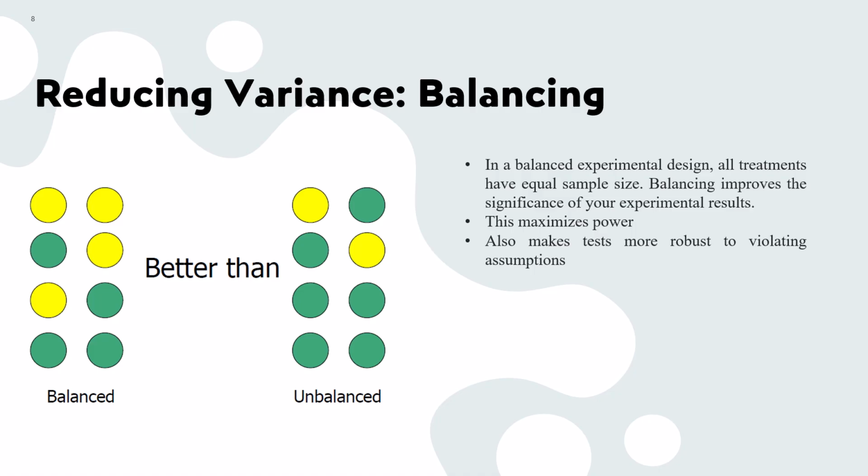Balanced designs are important because they maximize statistical power, which means we're more likely to detect a real effect if one exists, and make our tests more robust. They hold up better even if some assumptions, like equal variances, aren't perfectly met.